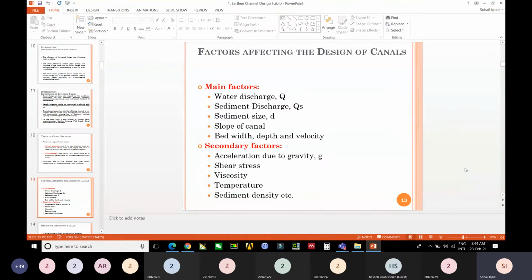So factors affecting the design of the canal: there are two types, the main factors and some minor factors. The main factor is the water discharge. Water discharge is the main factor that you have to consider during your design of the canal. Next one is the sediment discharge. So you have to design such a type of canal that the discharge of the sediment should also be maximum.